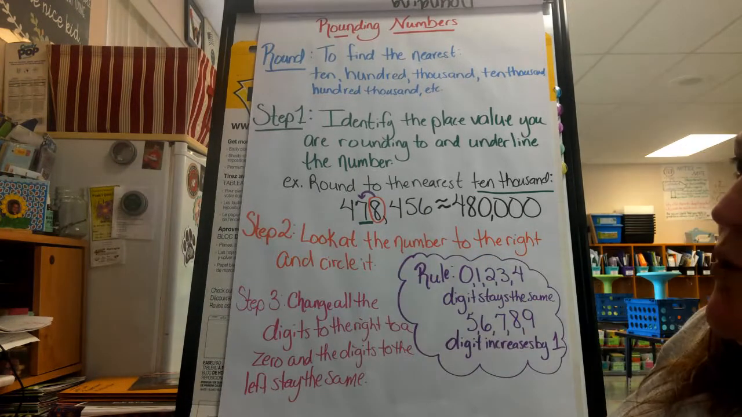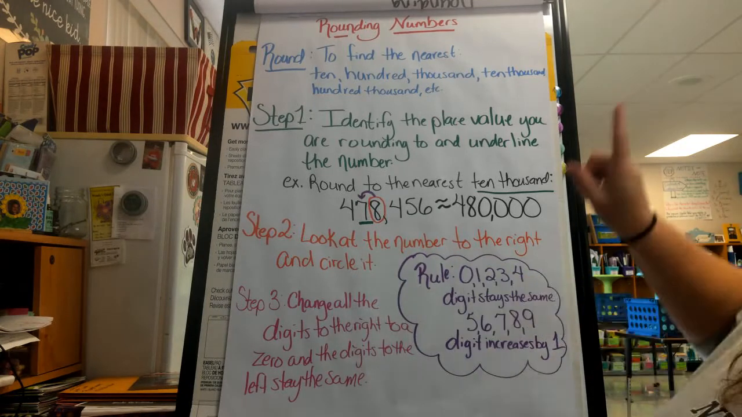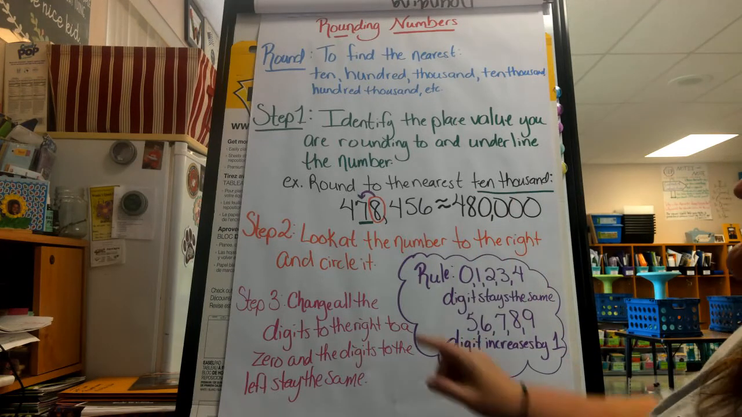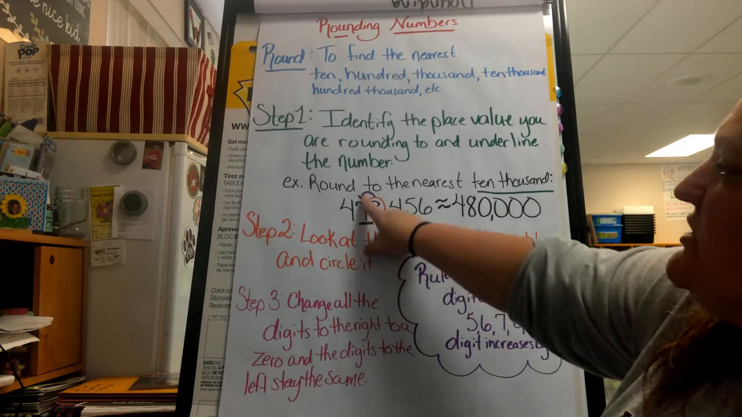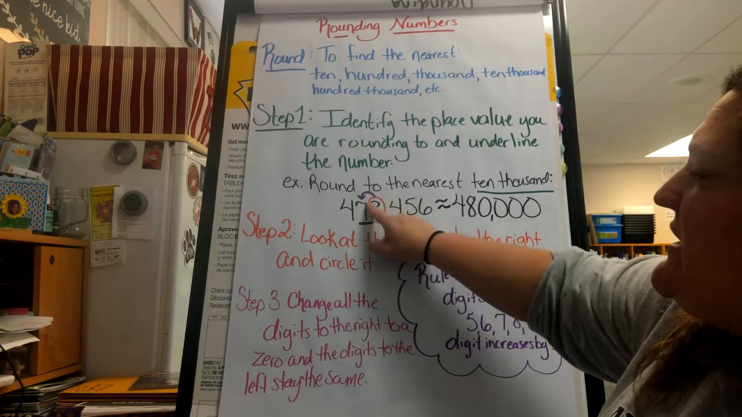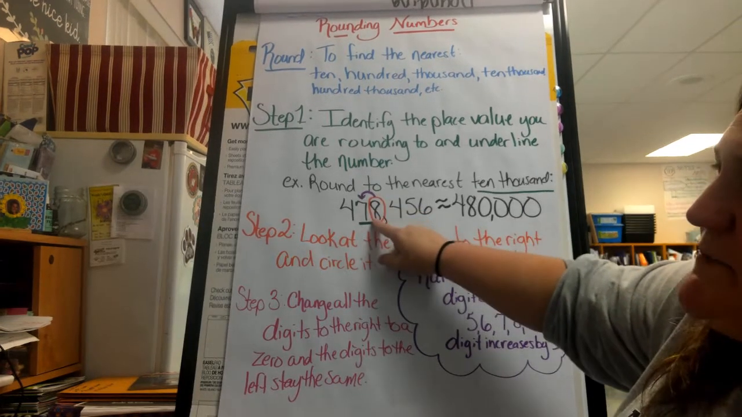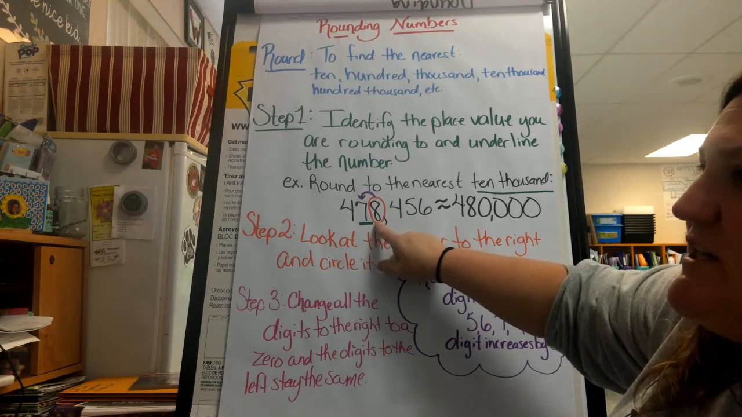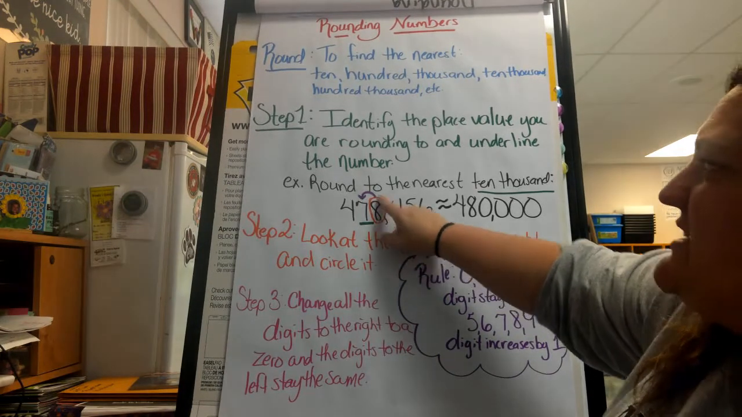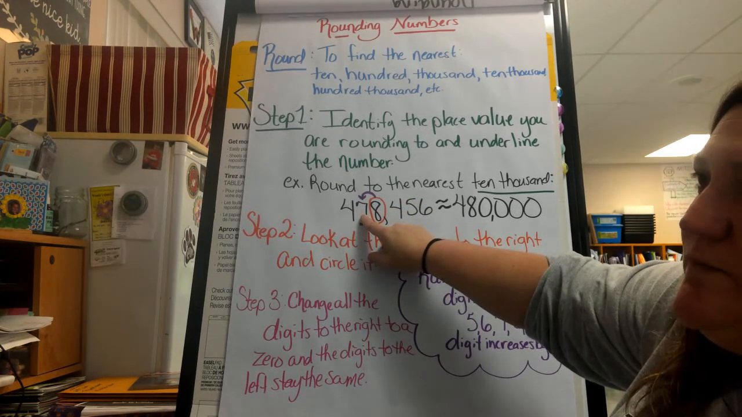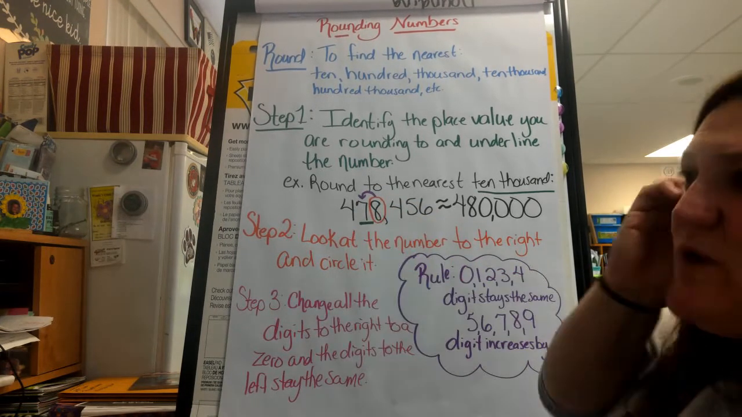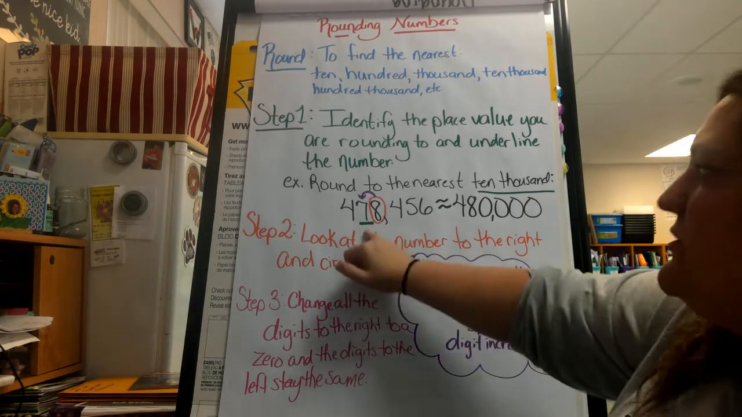Step 2, now I'm on the orange step. Look at the number to the right. You're always going to look at the number to the right of the place you are rounding to. So it's always the lower place value. And you're going to circle it. So I underlined my 10,000s place. I'm going to, in this case, circle my thousands place. My thousands digit is going to be the bossy digit. My thousands digit is going to be the one to tell my 7 what to do. Okay? This will always be the bossy digit, whatever digit is immediately to the right of the place value you are rounding to.